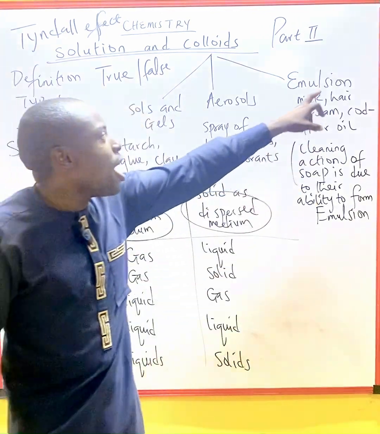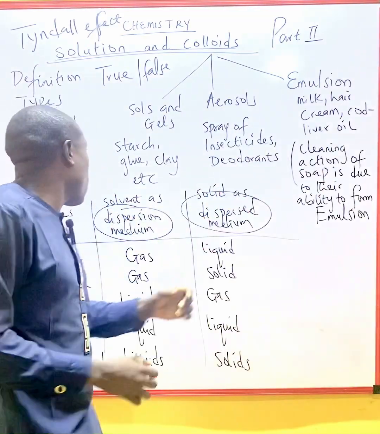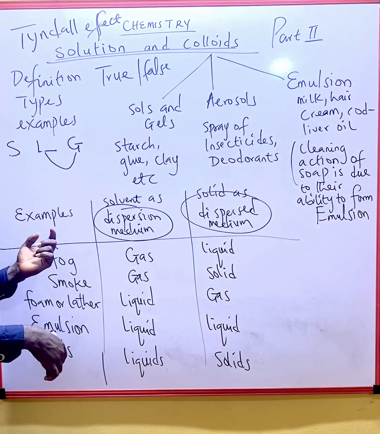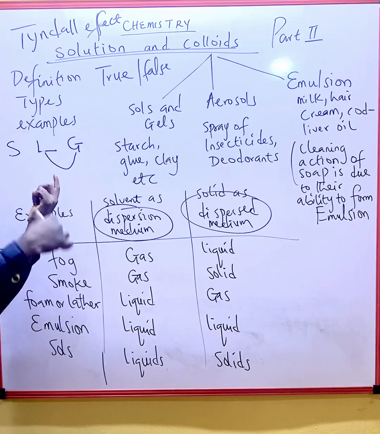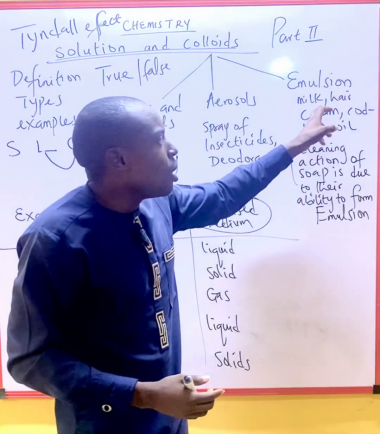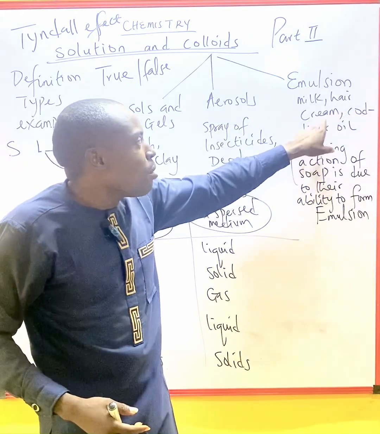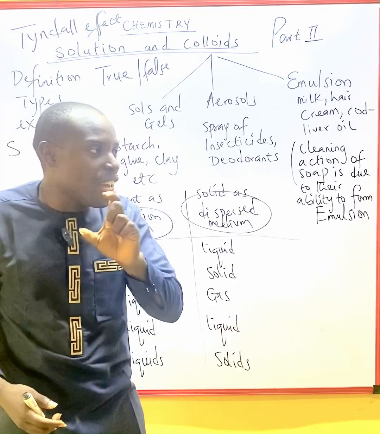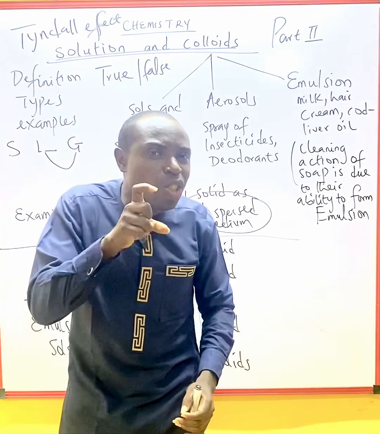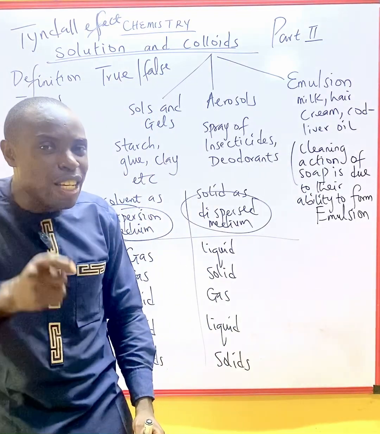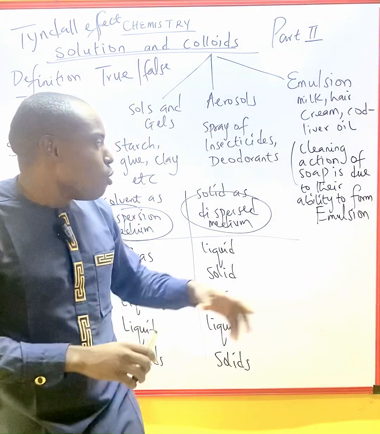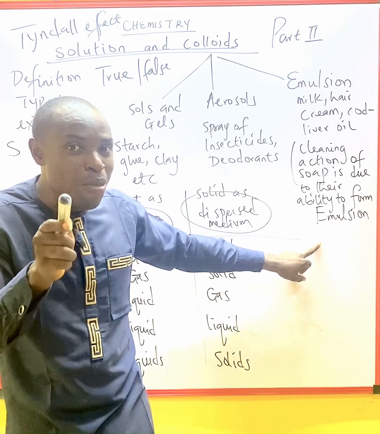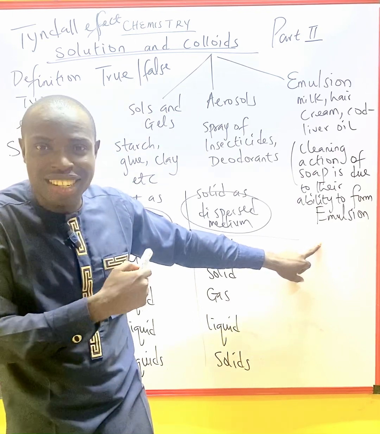Now, last is what we call the emulsion. In the case of emulsion, liquid is dispersed in another liquid. Very good examples are milk, hair cream, and cod liver oil. Now, there's a major thing I have to say here. Take note: the cleaning action of soaps and detergents is due to their ability to form emulsion. I come again with that point, which you must take note of, because you need it.